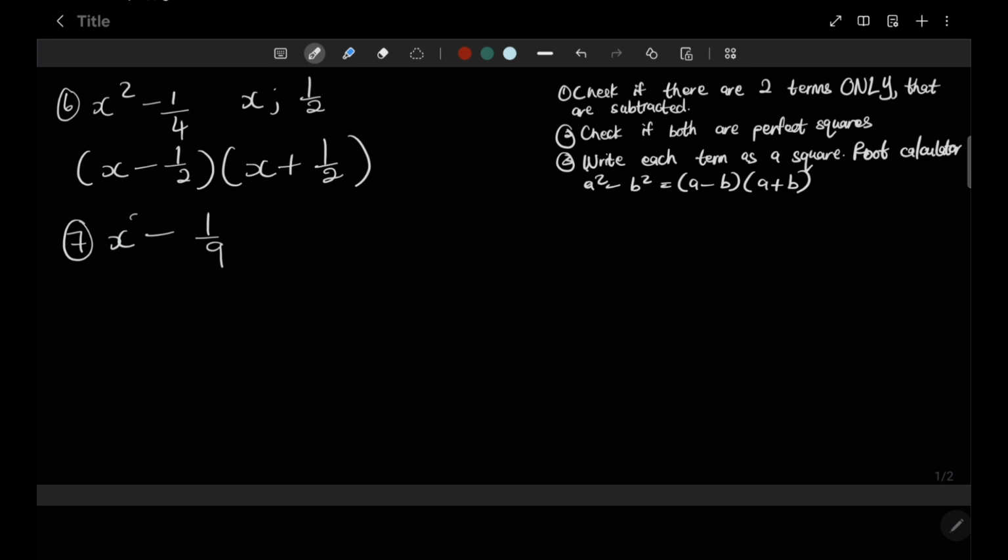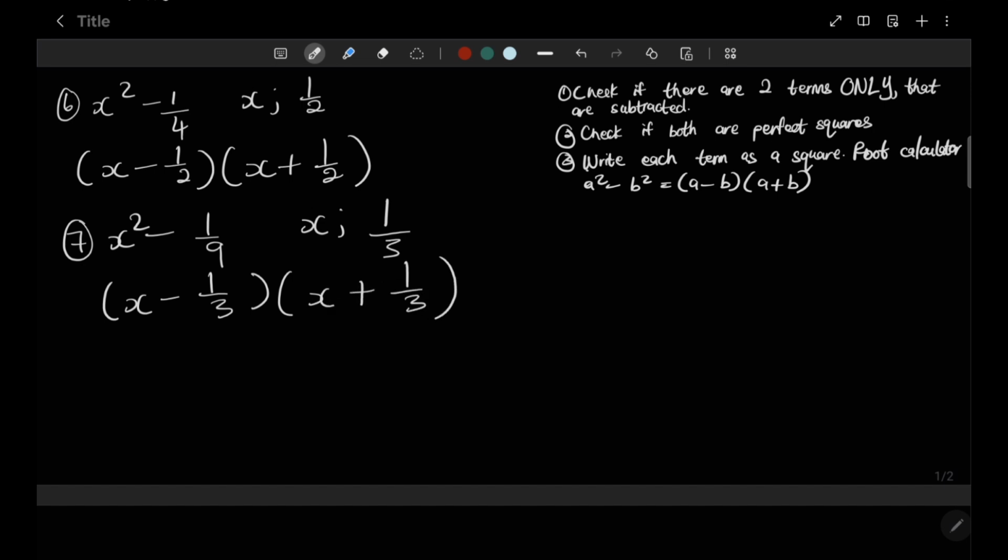This should be x squared. So x squared is x times x, which is a perfect square. 1 over 9, if you put square root 1 over 9 in your calculator, you should get 1 over 3. So these are both perfect squares. What's the next step? Write each term as a square. X squared is x times x, and the square root of 1 over 9 is 1 over 3. Now let's write down a difference of two squares. X minus 1 over 3, x plus 1 over 3.